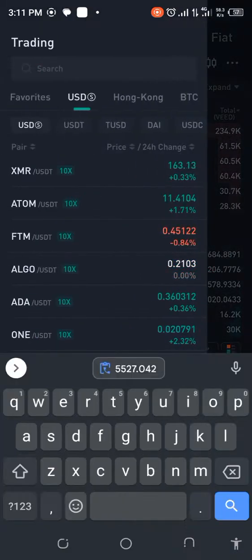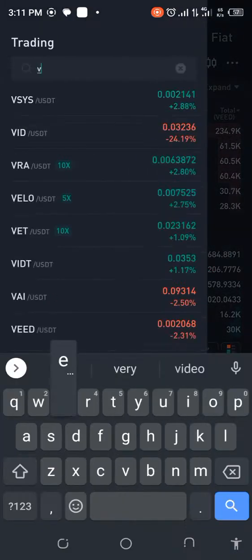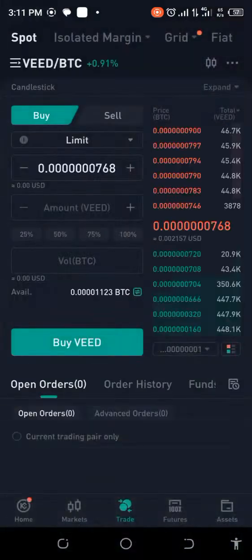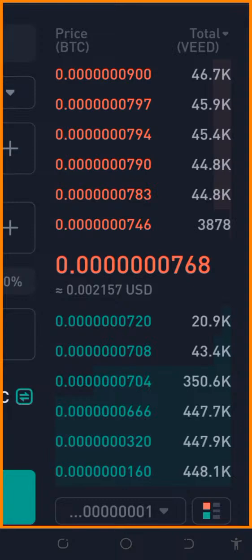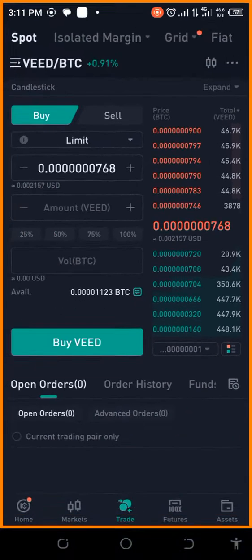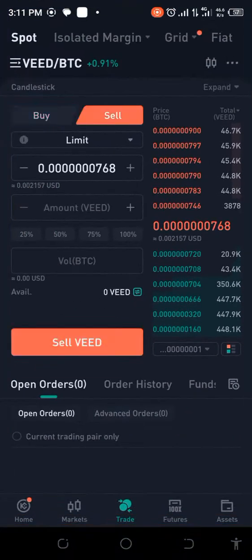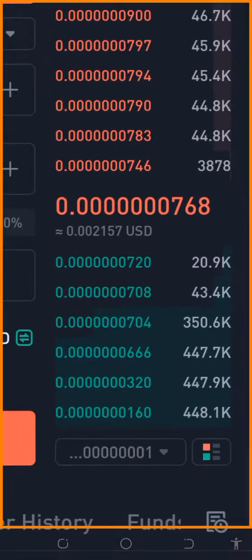Let's go and check what we have for BTC. That's VEED BTC. Let's see whether we'll still be able to make money and if this is still going to give us some good things. Let's go ahead. We want to sell. Are we selling? Yes, we're selling. So we're going to choose the first green, right?